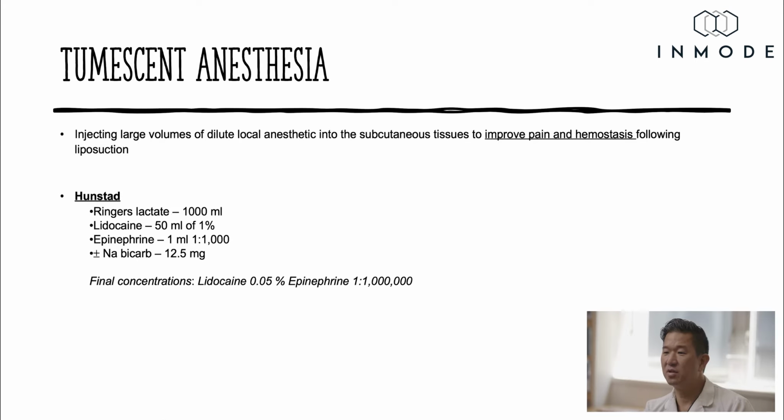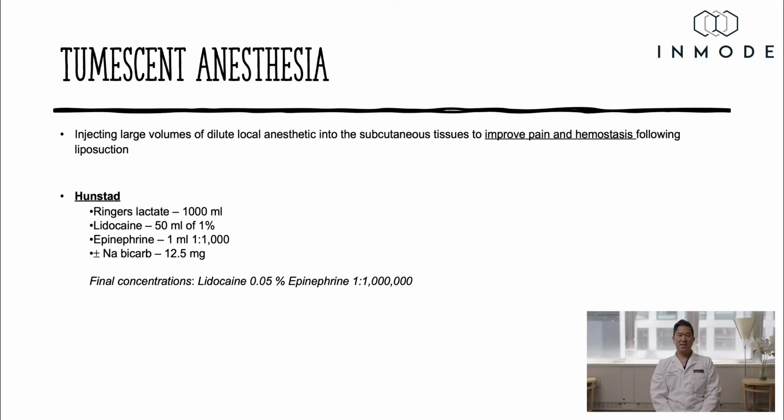Injecting large volumes of dilute local anesthetic into the subcutaneous tissues to improve pain and hemostasis following liposuction is a must. Regarding tumescent anesthesia formulations, there are variable forms, but suffice it to say, in the awake patient in particular, the potency and overall dosage of the local anesthetic given to the patient tends to be higher than when a patient is under sedation or general anesthesia.